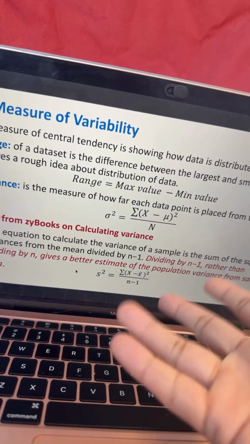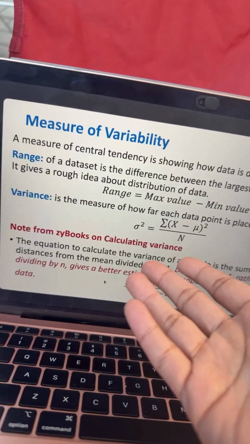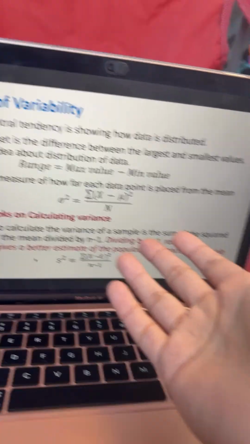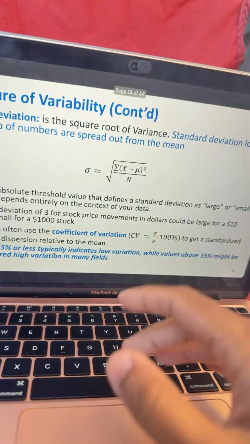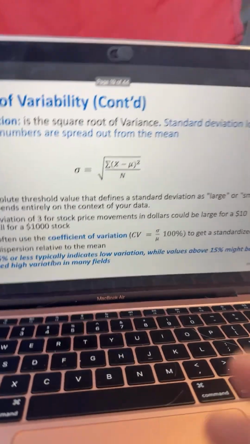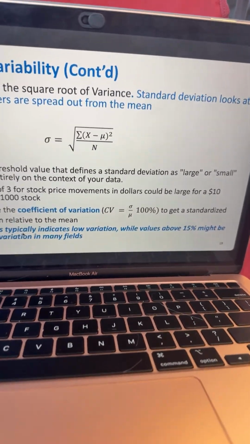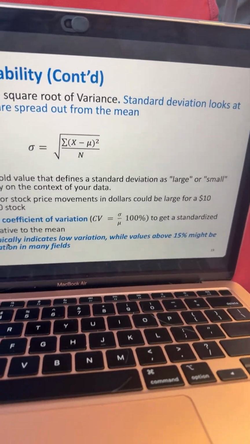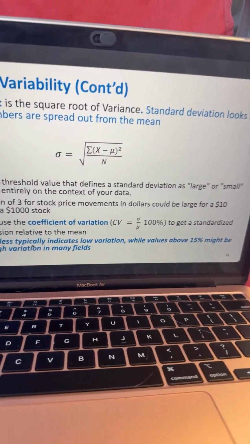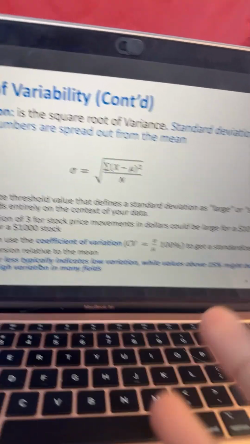You don't normally do n minus 1 if you're doing it based on the population, right? If it's from the population, I think it's just n. And if it's on the sample, then it's n minus 1 on the bottom. Okay, so standard deviation is the square root of variance. That means standard deviation squared is just the variance, right?